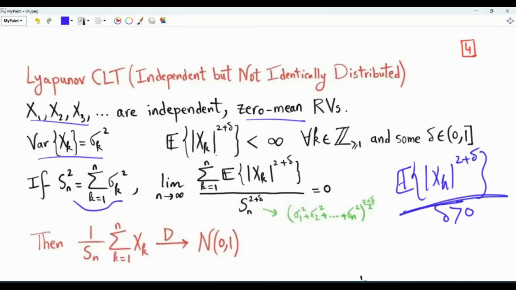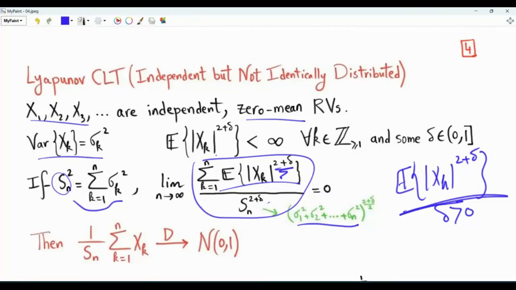Then we want the limit as n tends to infinity of the sum, k from 1 to n, of the absolute moment of xk of order 2 plus delta, divided by Sn to the power 2 plus delta. So this will be the sum of the variances to the power 2 plus delta over 2. We want this limit to be 0. When we do the proof, we will know exactly why this condition is needed. Now, if these things are satisfied, what will happen? We will have convergence in distribution.